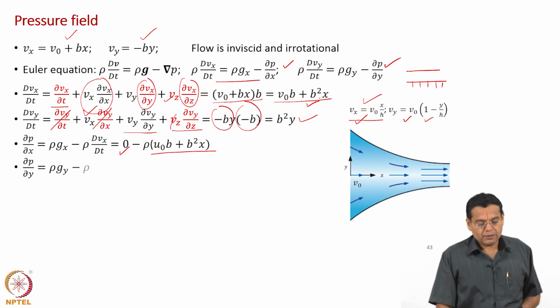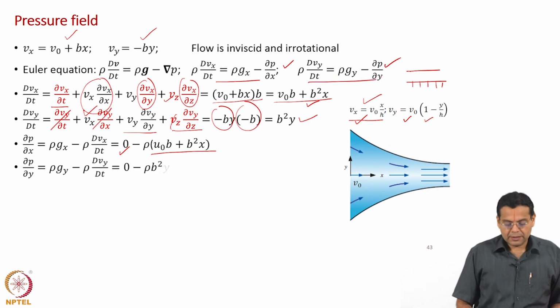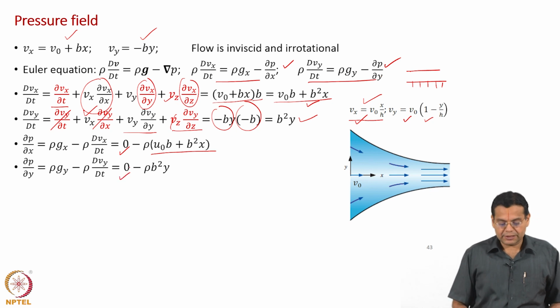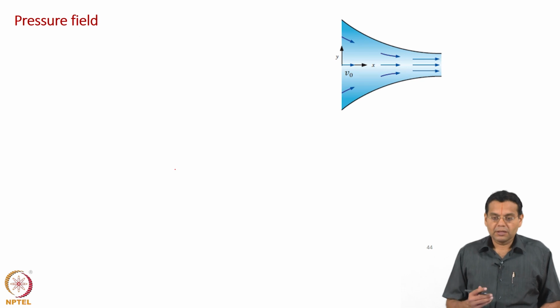And then what about dou p by dou y? Rearrange this equation: rho g y is 0, g y is 0, and then minus rho into dVy by dt, which is b squared y. So, now we have evaluated the gradient of pressure in the x direction and the y direction. Now, we will proceed towards finding out the pressure field.